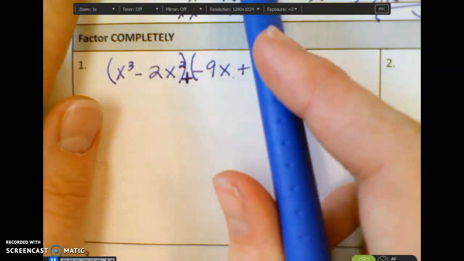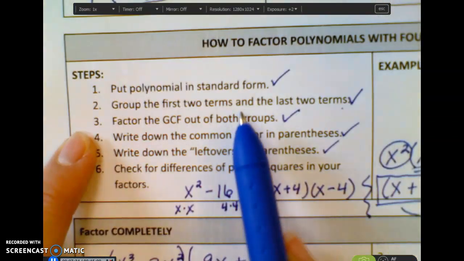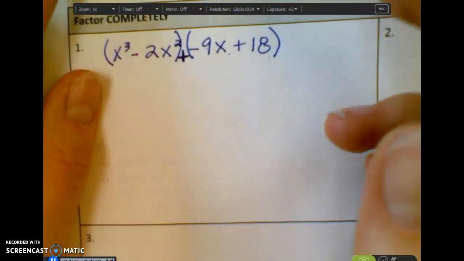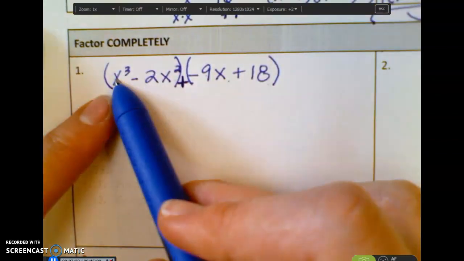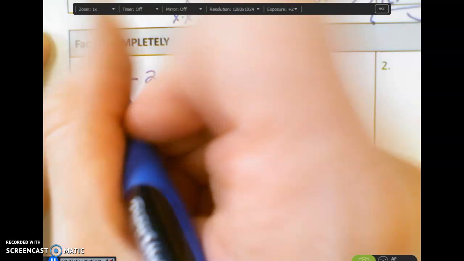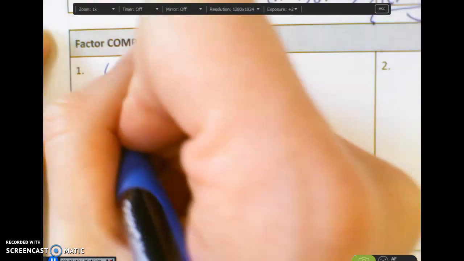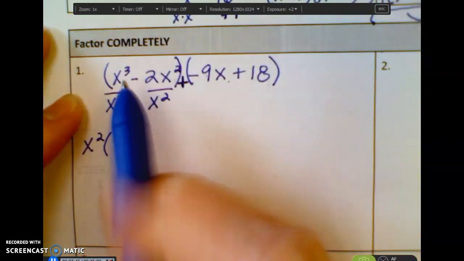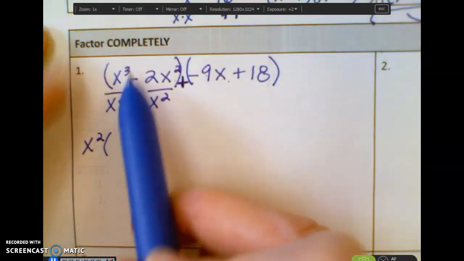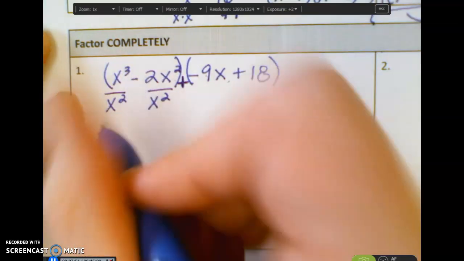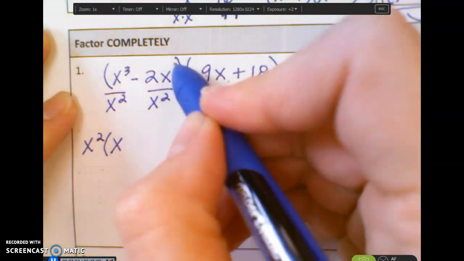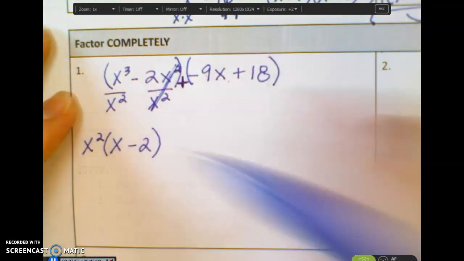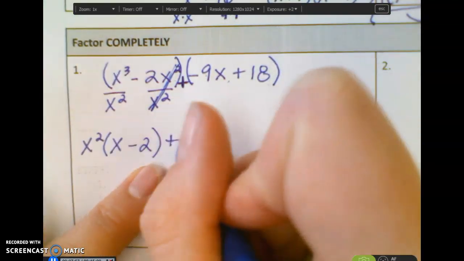Now, what does it say above here? That after we group, then we factor out the GCF of both groups. So x cubed minus 2x squared. What can I take out of both of those? I can take out an x squared. So that's my GCF of this first set. Well, x cubed divided by x squared, we subtract the exponents and get x. And then these x squareds cancel and I have minus 2. We'll bring down that plus sign.